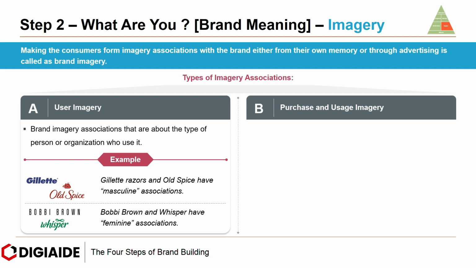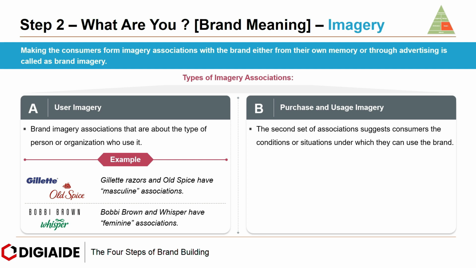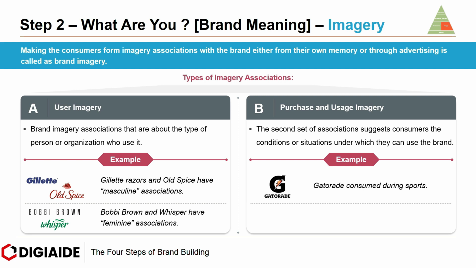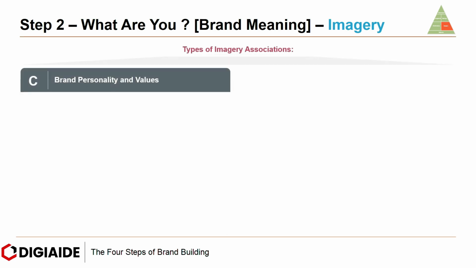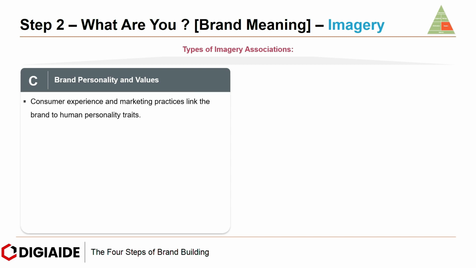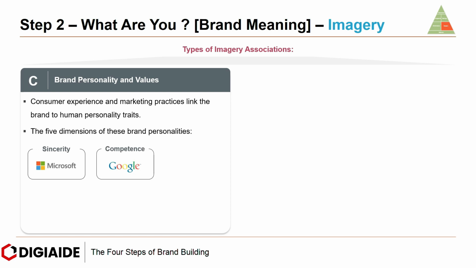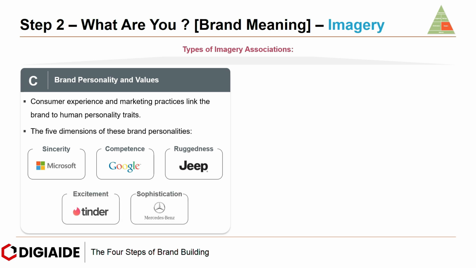Moving on to the other imagery association, that is purchase and usage imagery. The second set of associations suggest to consumers the conditions or situations under which they can use the brand. Example, Gatorade, which is consumed during sports, and Decathlon for outdoor activities and indoor adventure activities. Moving forward to the third imagery, brand personalities and values. Consumer experience and marketing practices link the brand to human personality traits. The 5 dimensions of these personalities are sincerity, the example could be Microsoft. Next, competence for Google, ruggedness, Jeep, excitement, the brand Tinder, and when it comes to sophistication, Mercedes-Benz.